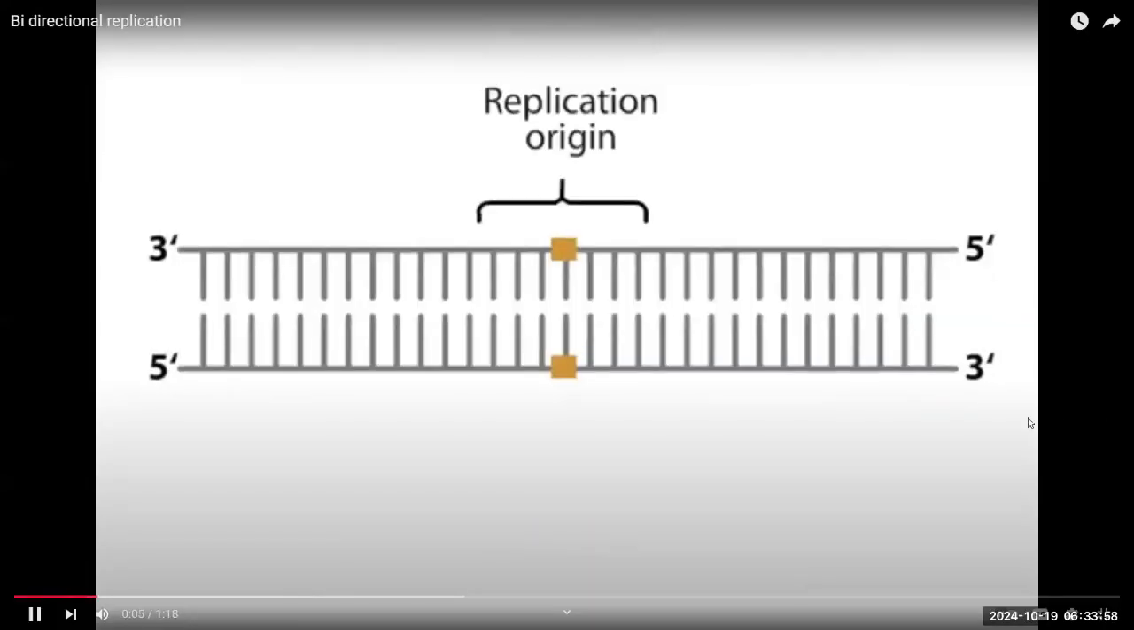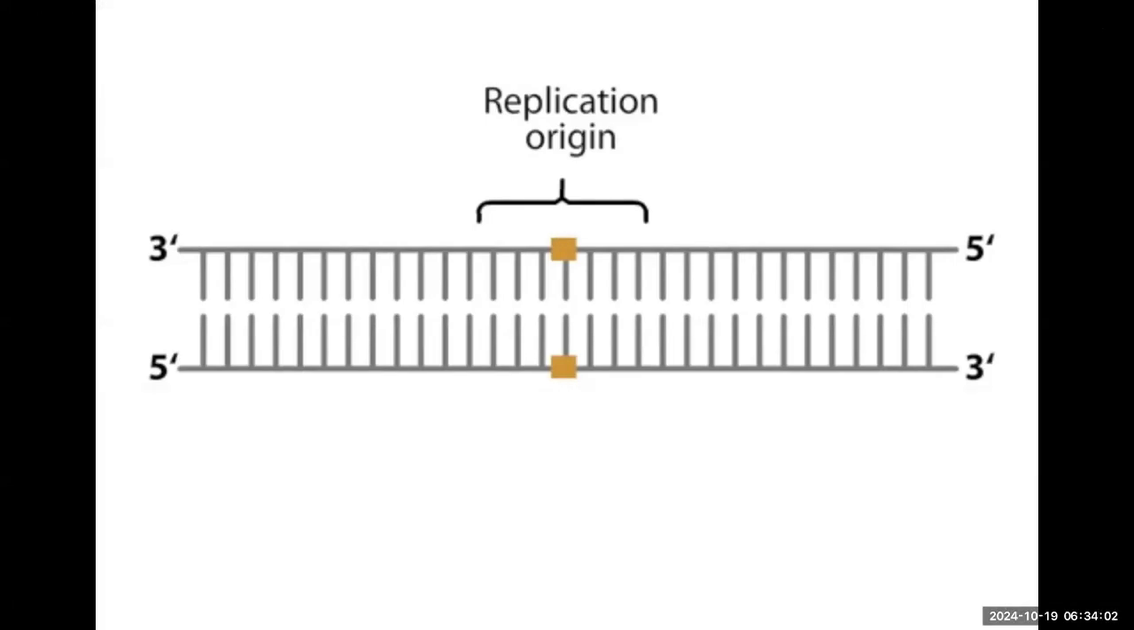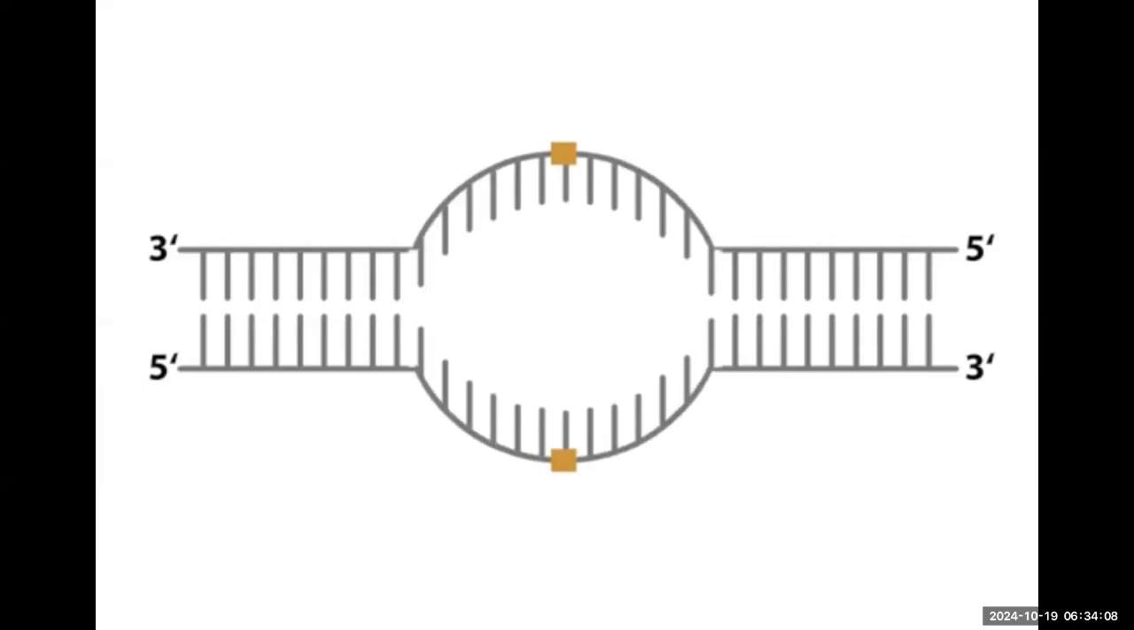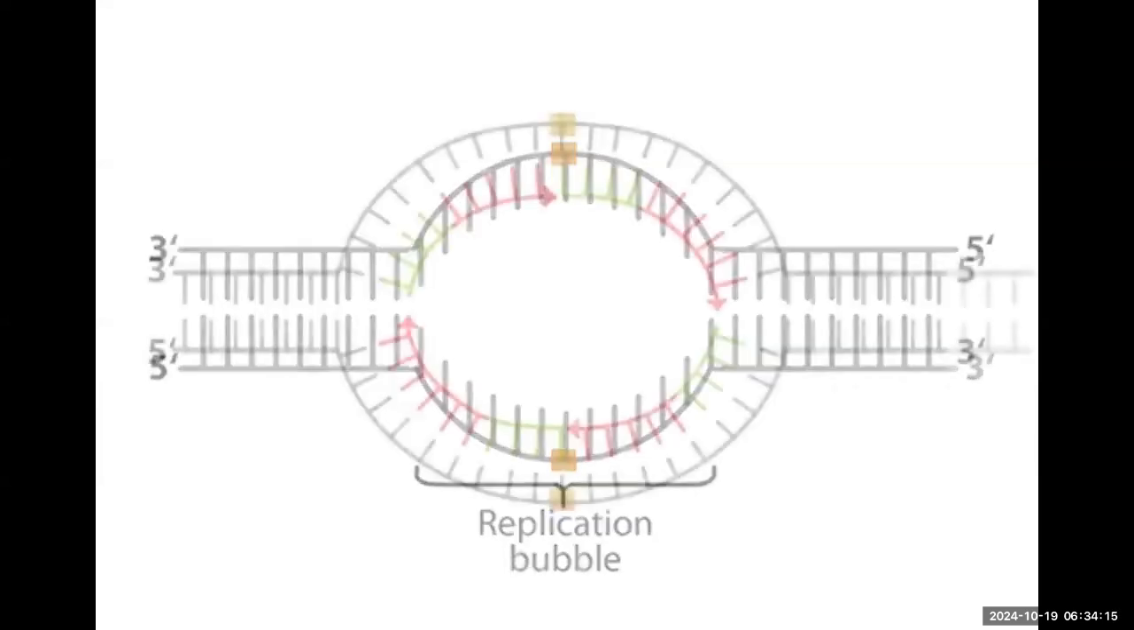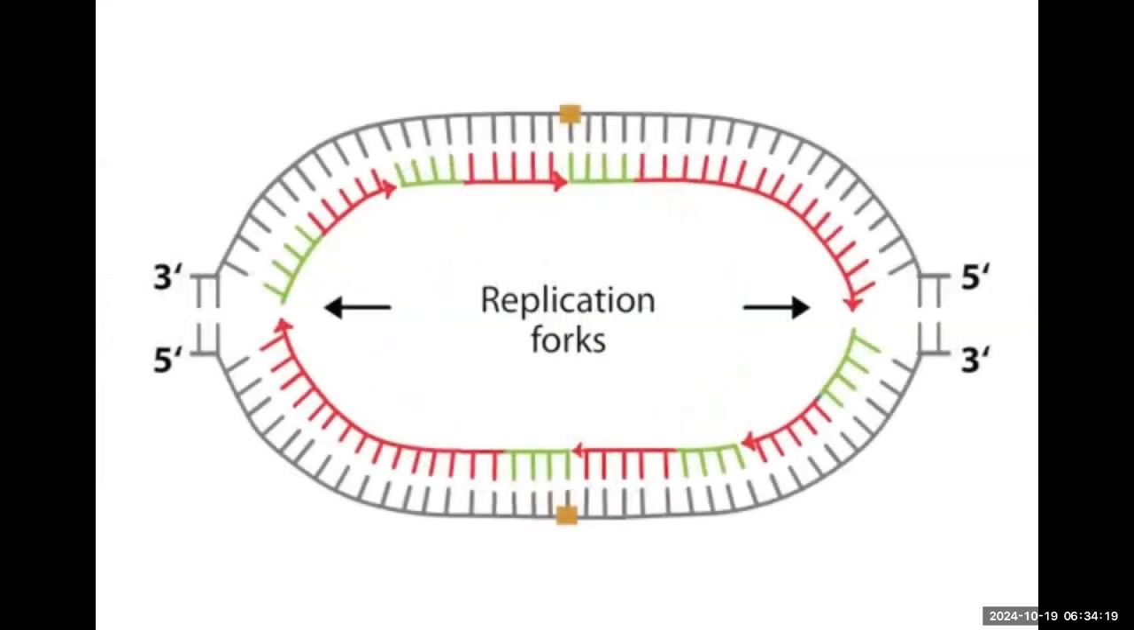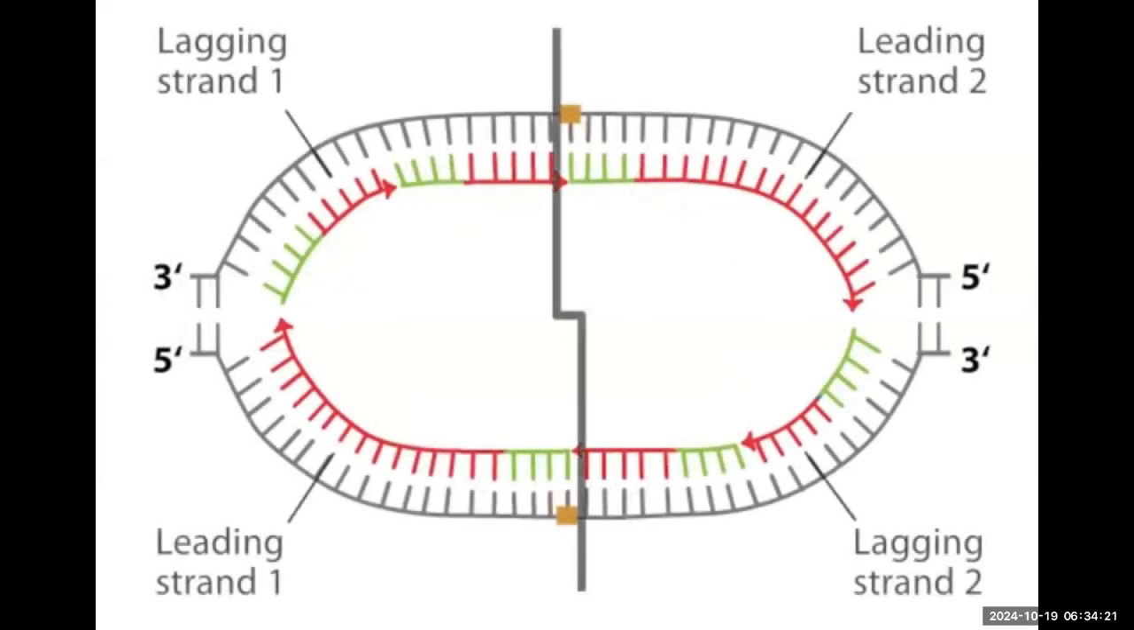DNA replication begins at specific chromosomal sites called replication origins. At the origin, the DNA duplex is melted by specialized proteins, resulting in a replication bubble. DNA synthesis starts at the origin and proceeds bidirectionally. Two replication forks move outward in opposite directions.